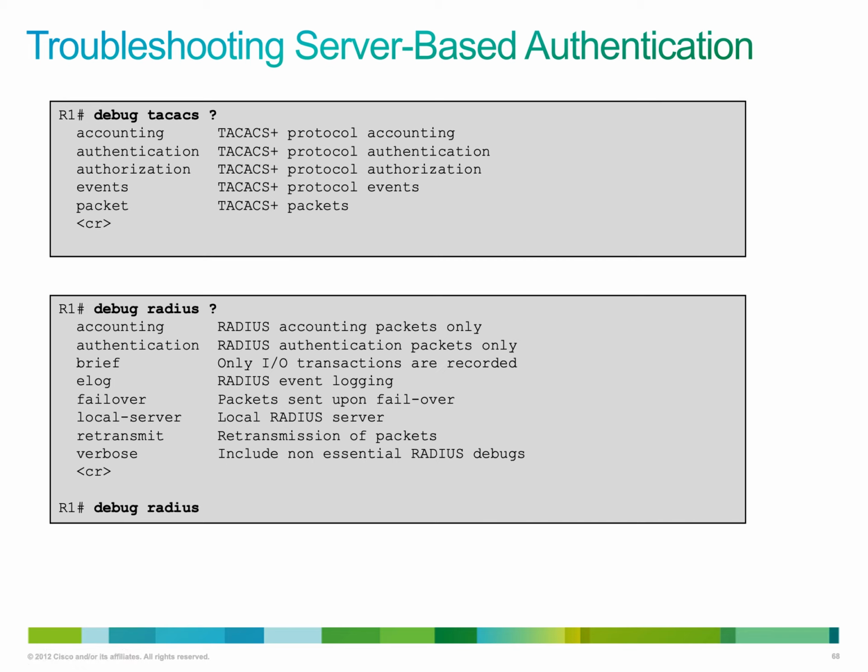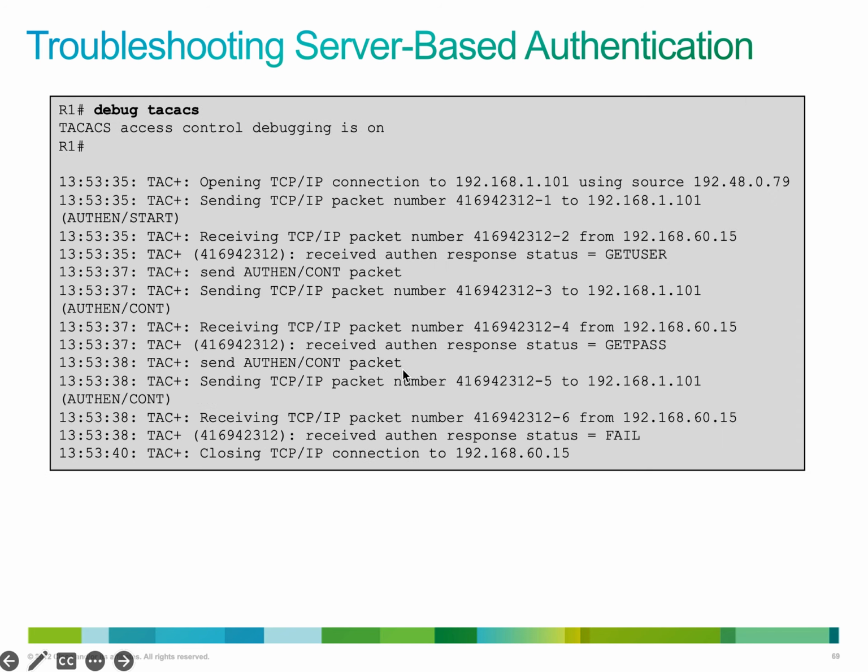Okay. Then if you want it for RADIUS, Router1# debug radius. Once you put that, it will show you everything about the RADIUS.